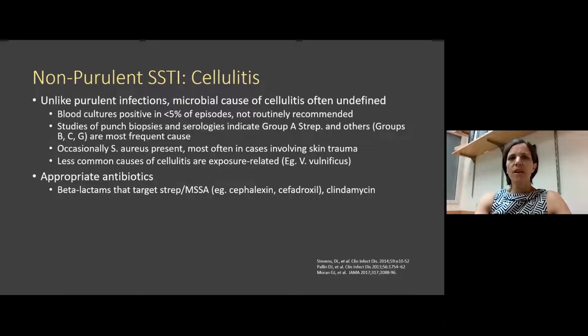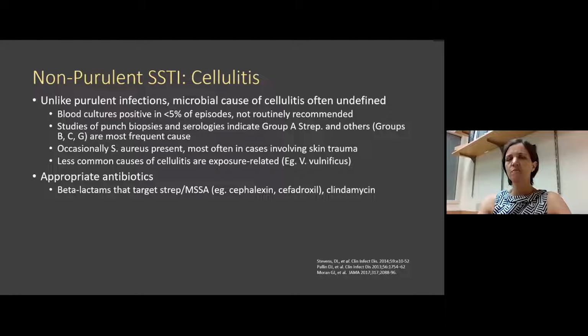So what are the appropriate antibiotics for cellulitis? Beta-lactams that target strep, but also typically target methicillin-sensitive Staph aureus in case that's also present or unexpectedly there, are what we use. That includes things like cephalexin and cefadroxil. Clindamycin is also a great option for people who are beta-lactam allergic, and it also treats both of those. Guidelines also recommend that you could use penicillin or amoxicillin, and that's certainly true if you feel confident that it's strep, which most of the time it is.